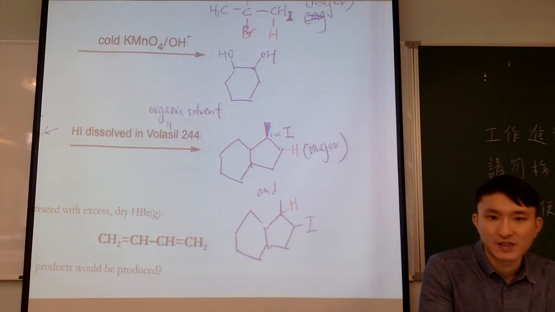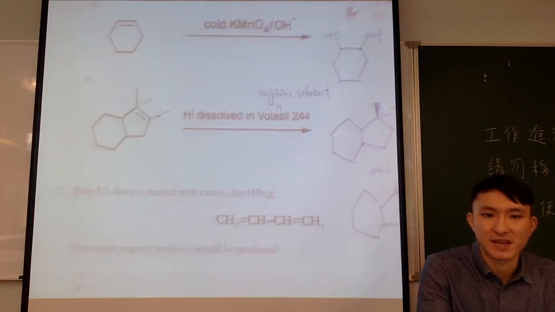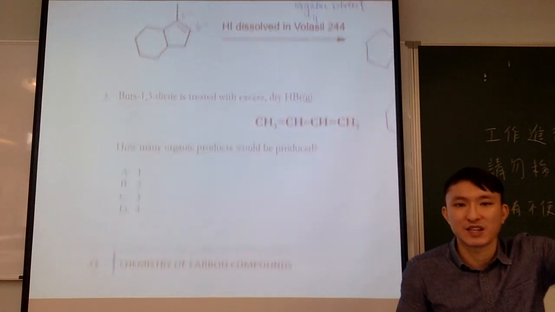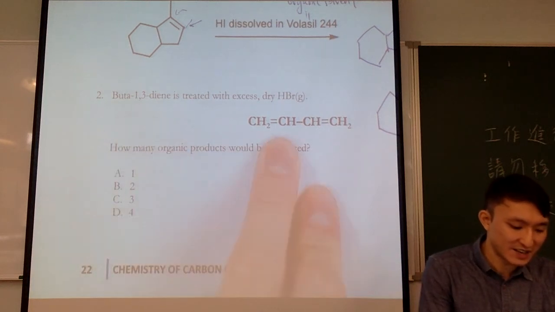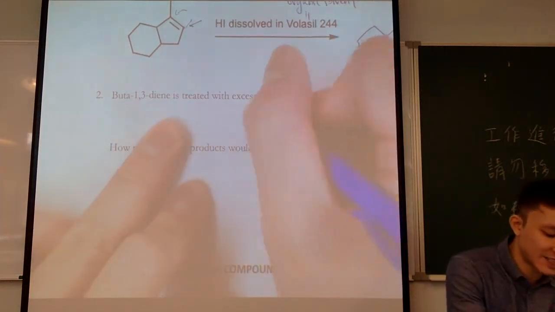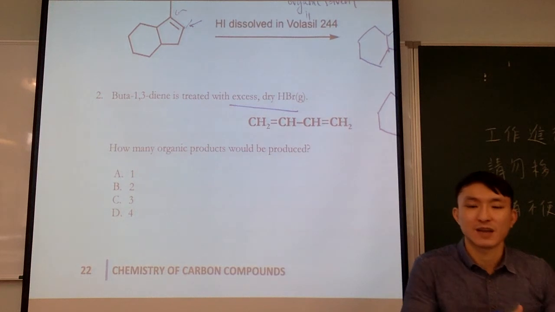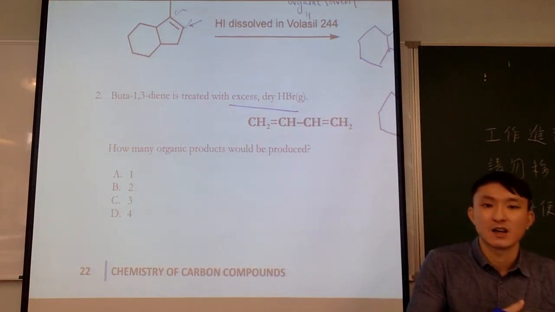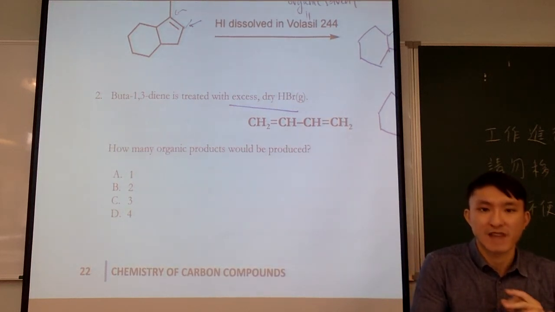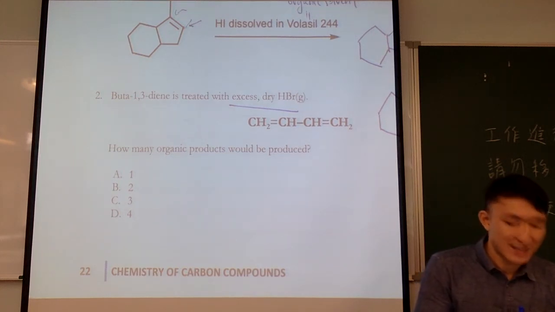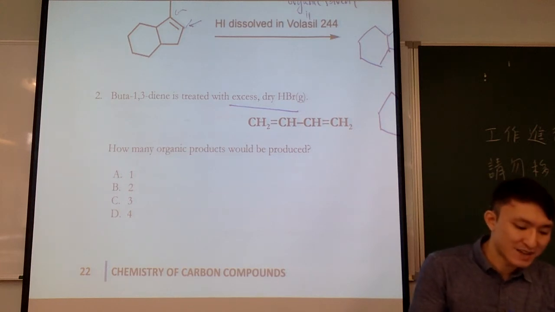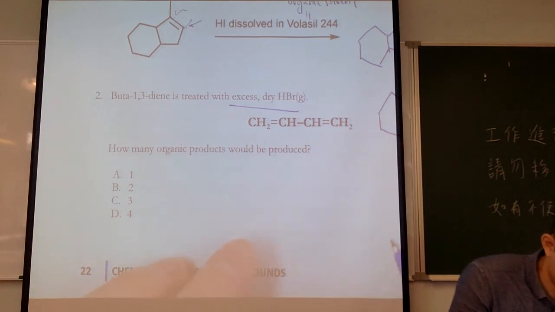Okay. So down here we have another tricky question. Here, buta-1,3-diene is treated with excess HBr. So that means you will expect to see all the C=C double bonds will be reacted with HBr. So how many organic products will be produced? Now, again, you can make use of a tree diagram.